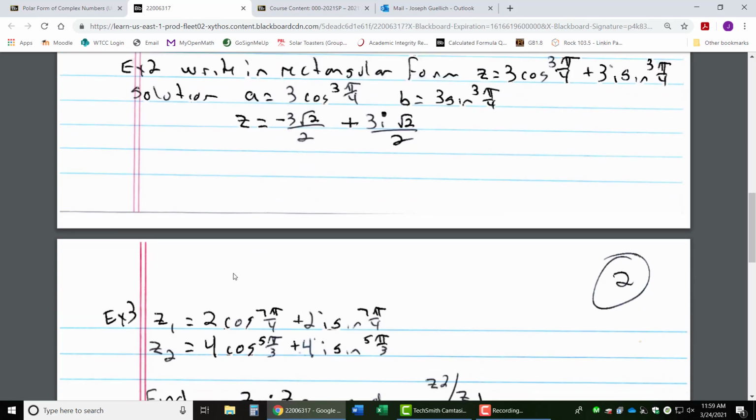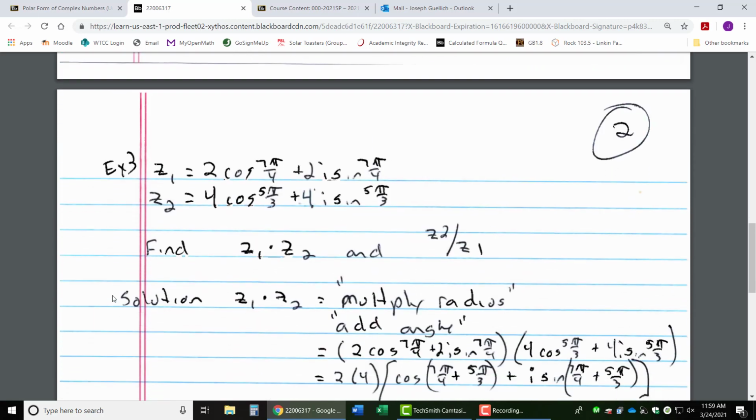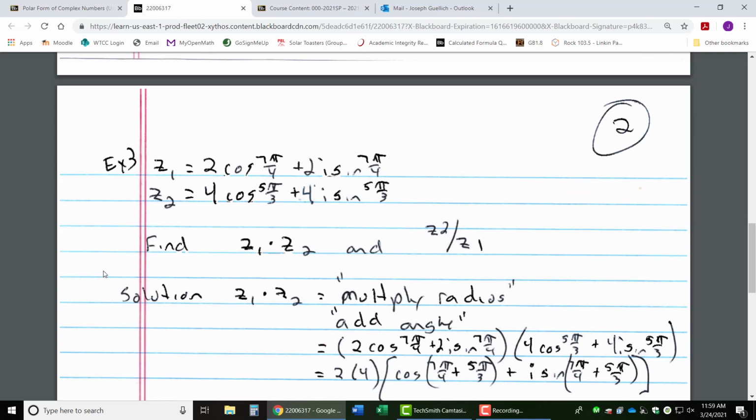All right, the other things that we do with the complex numbers is we're going to multiply and divide, but we're going to do it in polar form. So some students know how to do this in rectangular form, but it is a little bit easier in polar form.